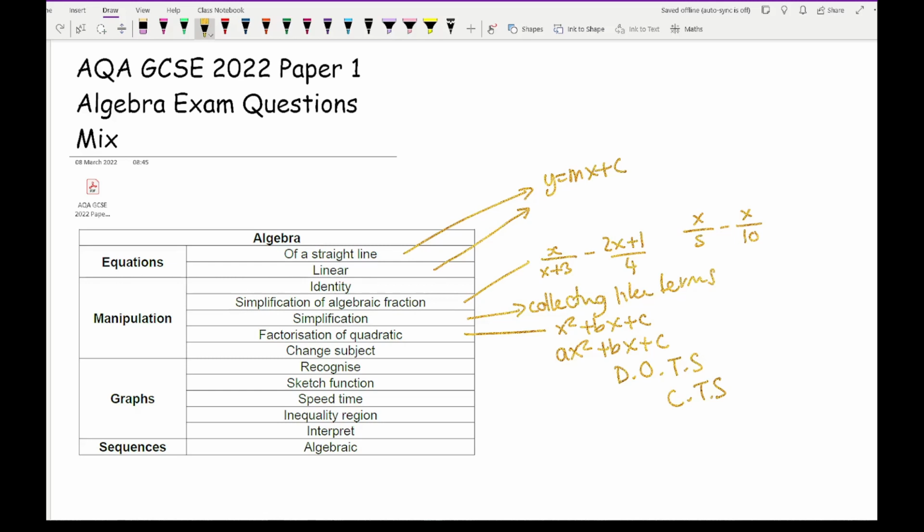Then we're moving on to graphs, recognizing graph shapes. So again, recognizing a straight line graph, quadratic, cubic, reciprocal, and what's the other one? Exponential graphs. So just recognizing what the shapes are.